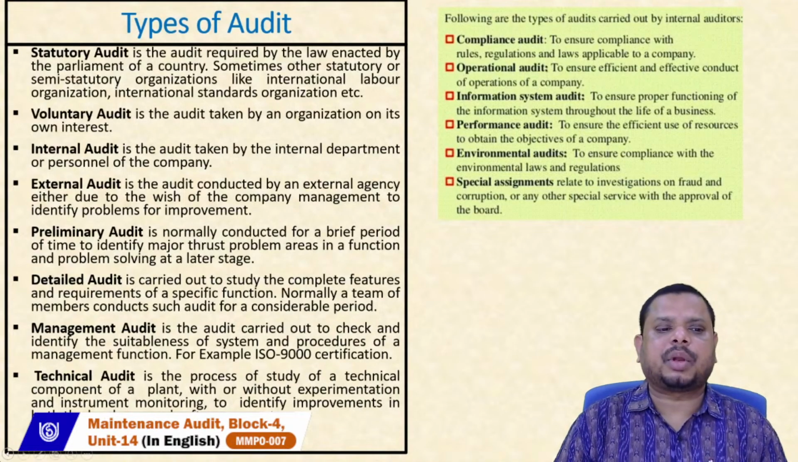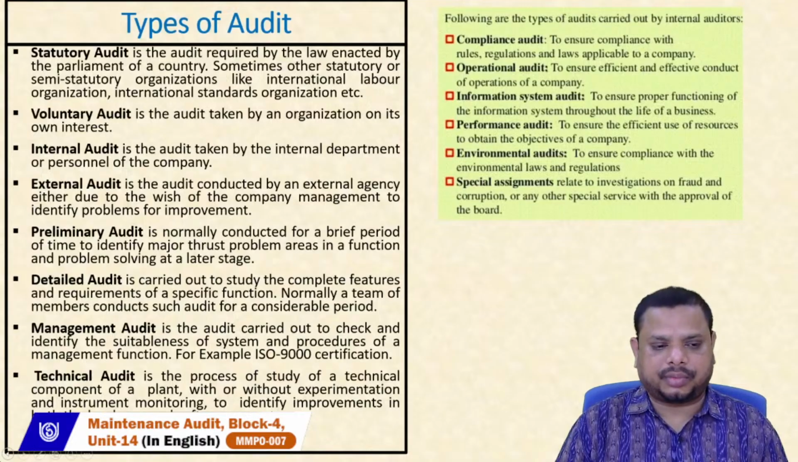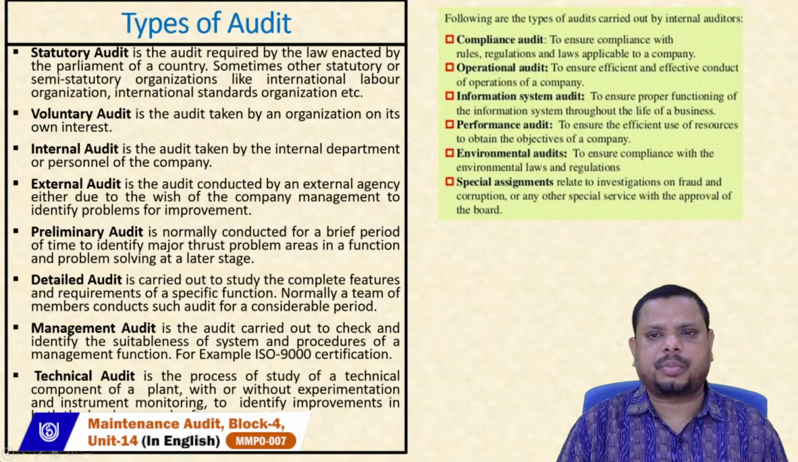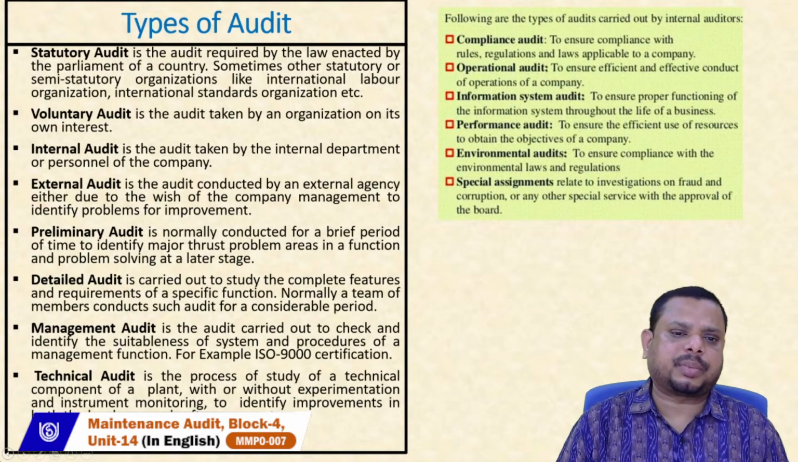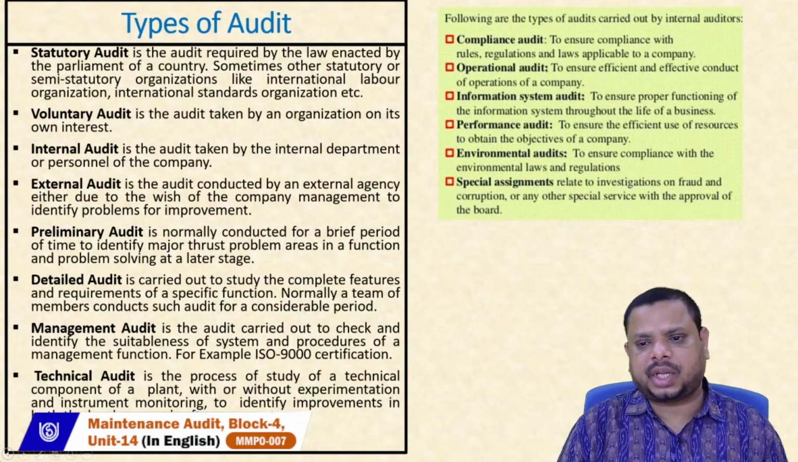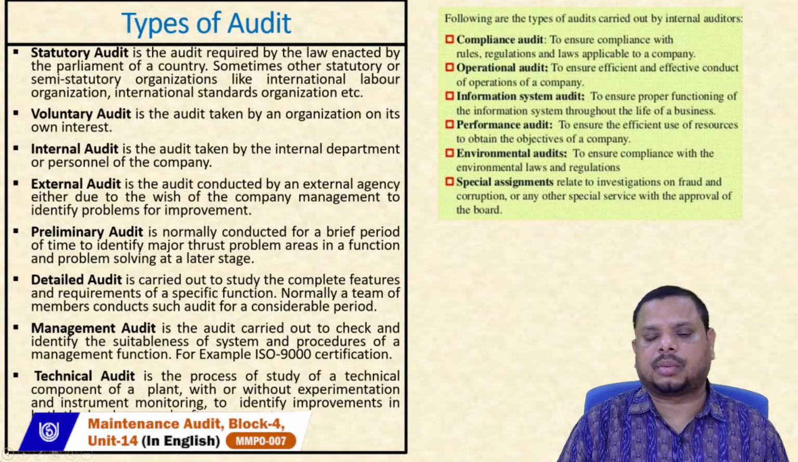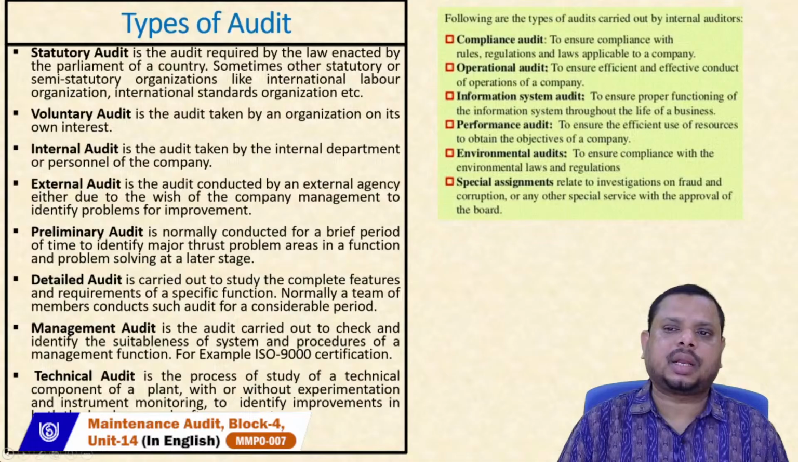The next one is preliminary audit. It is normally conducted for a brief period of time to identify the major problem areas in a function, for problem solving at a later stage. Preliminary audit is basically done department-wise. For example, the maintenance department has been facing a large amount of problems and difficulties for a long period in production-related activities. So they conduct the audit in specific areas to identify the problem, and later they will solve it. So this is known as preliminary audit.